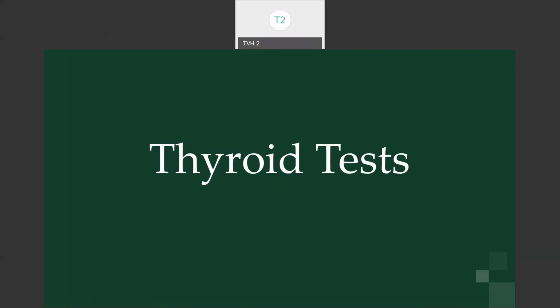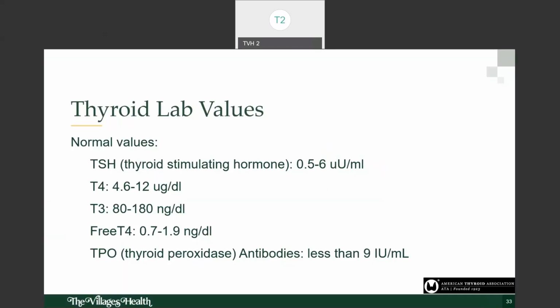So some tests, we've discussed them with hypothyroidism and hyperthyroidism, some tests that the physician may want to order to see exactly what's going on if you do have a thyroid condition. So the lab tests, we can see the values here. These are the normal values. Some labs have a bit of a variation, but in general, this is from the American Thyroid Association. These are the normal values that we want to see. So your TSH, that's the thyroid stimulating hormone, your T4, T3, free T4, and then TPO, that's your antibodies test.